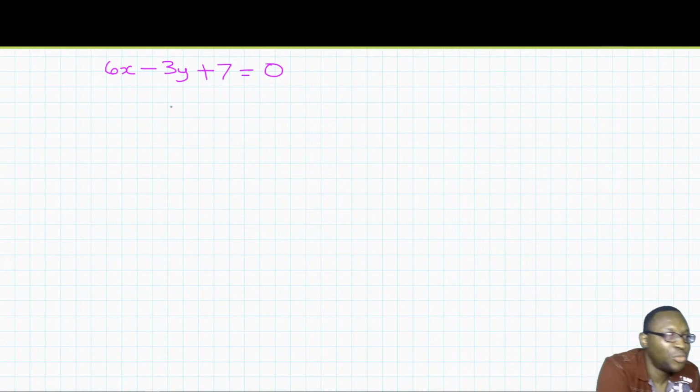So while you're answering, we're going to come up with another equation. Let's go with 6x minus 3y plus 7 equal to 0. We're going to write that in slope-intercept form.